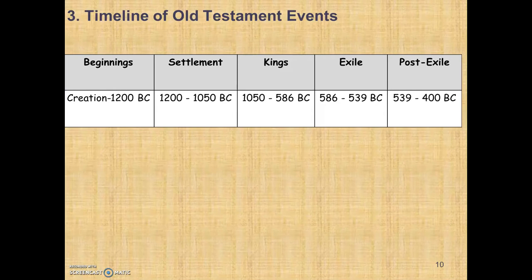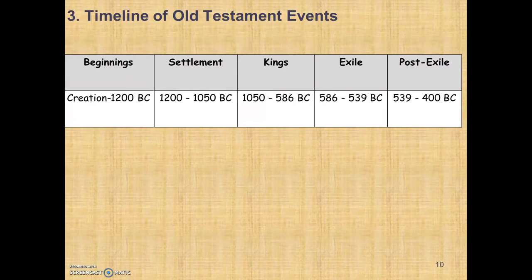The post-exilic period then extends down from 539 on. The date 400 is kind of a random date there. The next major event would have been probably in 333 or so, when the Greek commander Alexander the Great comes in, and his army conquers the Persian Empire and the Greeks take over.